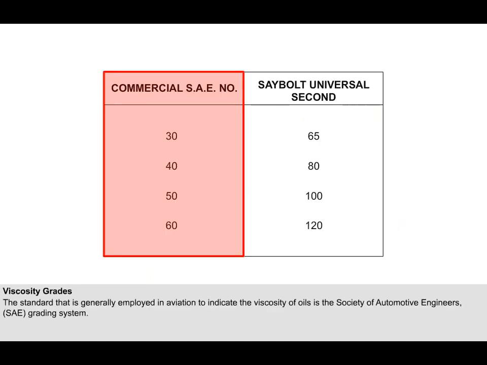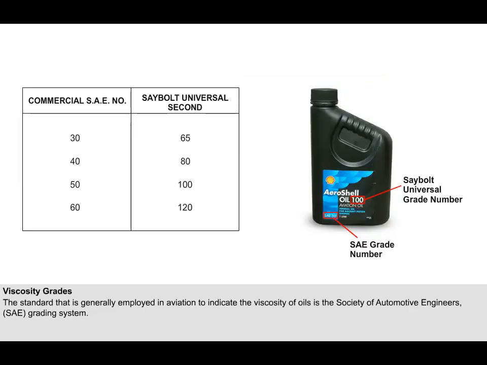The standard that is generally employed in aviation to indicate the viscosity of oils is the Society of Automotive Engineers, or SAE, grading system. This system uses numbers to indicate the viscosity or the grade of the oil. However, some oil companies still use an old grading system known as the Saybolt Universal Second System to grade their oils. You can see from the chart that the SAE grade number is approximately half of the equivalent Saybolt Universal Second number.